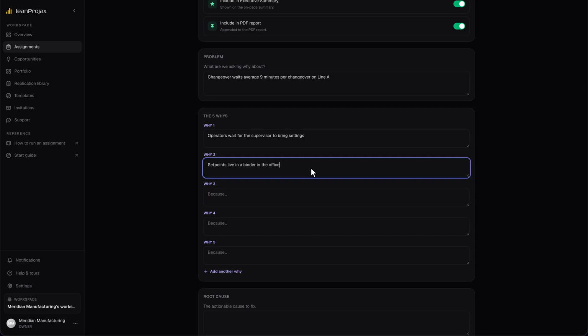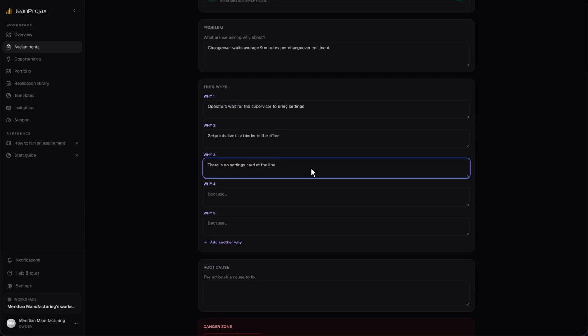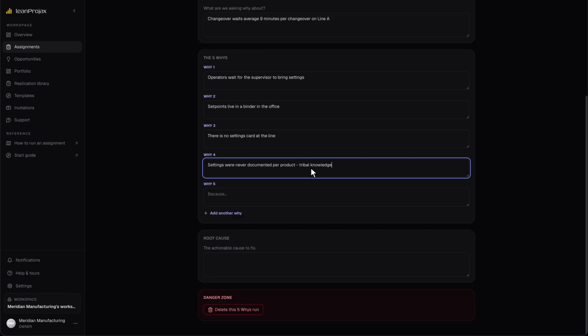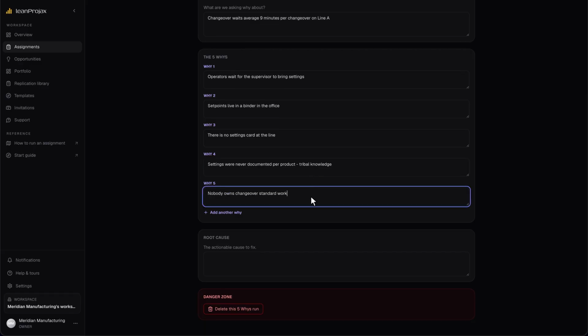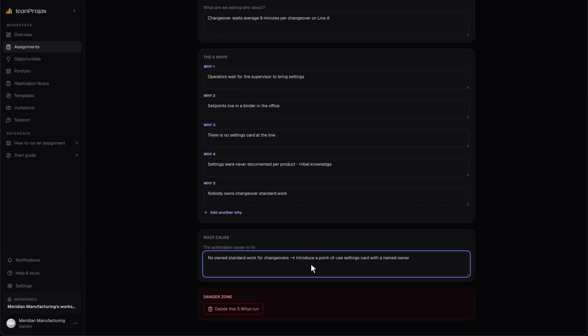Why 2, the set points live in a binder in the office. Why 3, there's no settings card at the line. Why 4, settings were never documented per product. It's tribal knowledge. Why 5, nobody owns changeover standard work. There's the root cause. Actionable, process level, nobody blamed.